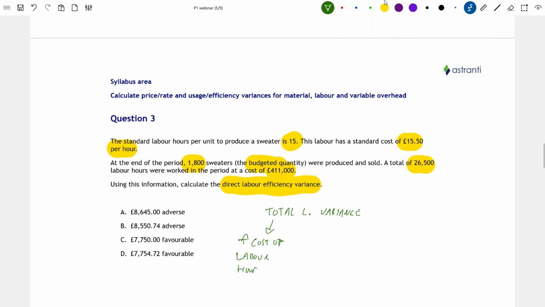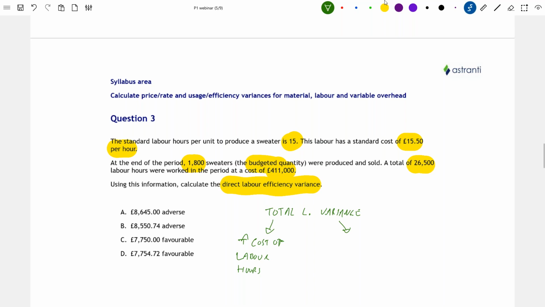Say the cost of the labor hours, so a wage increase, for instance. And of course, the opposite is also true. If the labor rate fell, if wages fell, then the cost of the labor would of course reduce, a reduction in the labor rate variance, and therefore a reduction in the total labor variances.